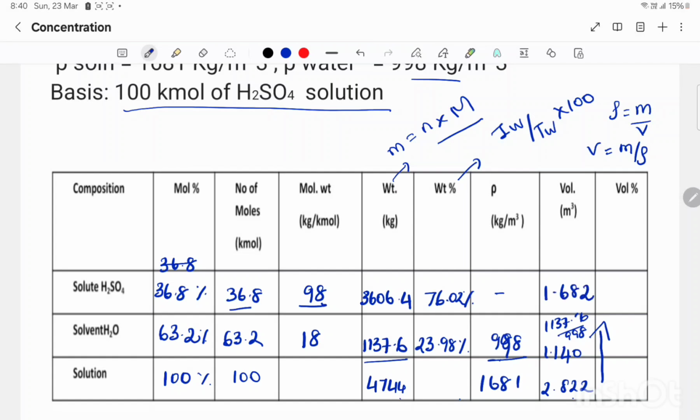From this, we can calculate the volume percentage. Volume percentage is the individual volume divided by total volume into 100. So the individual volume for the solute is 1.682, divided by the total volume 2.822, into 100, will give us 59.6 percent. And for the solvent water, 1.140 divided by 2.822 into 100 will give us 40.4 percent. So now we have calculated weight percentage and volume percentage.